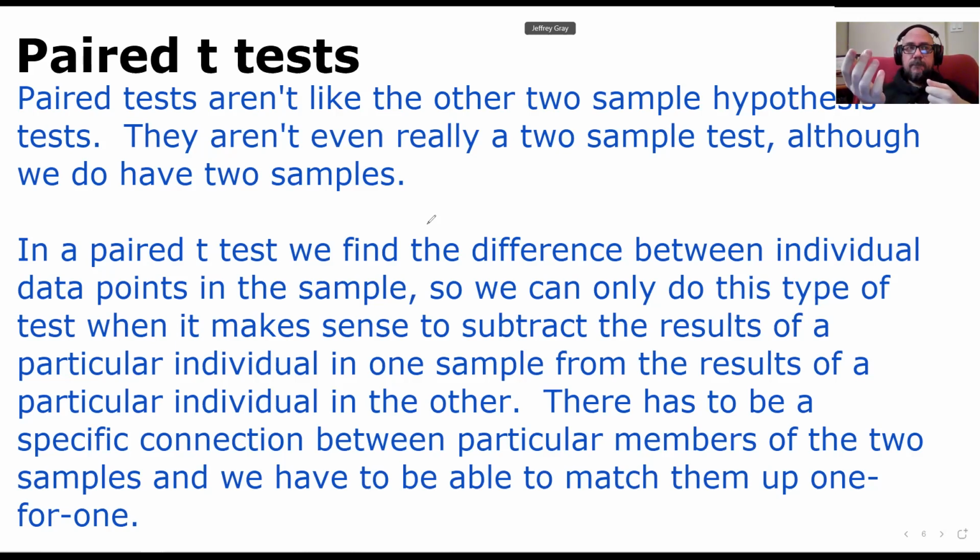Paired t-tests don't just show up in the wild, right? You don't just get 40 pairs of twins walking around, then you can do a medical treatment on one and not on the other one and see what happens, right? That's not how that works. You've got to set that thing up. So yeah, those are the kinds of tests that we're going to do.